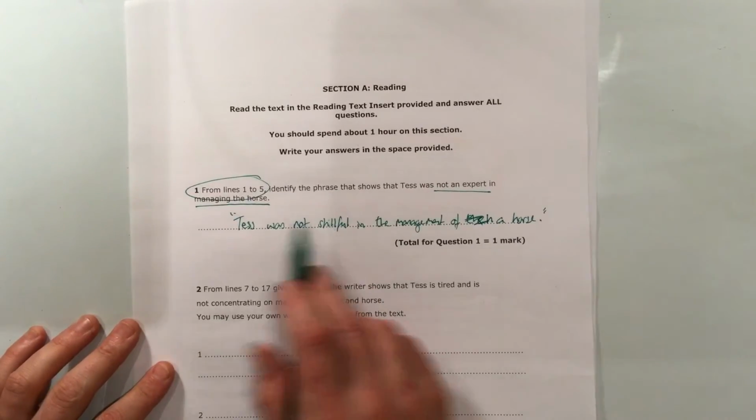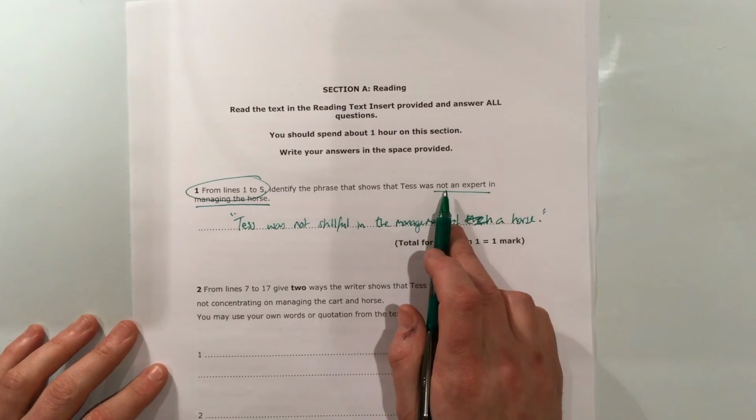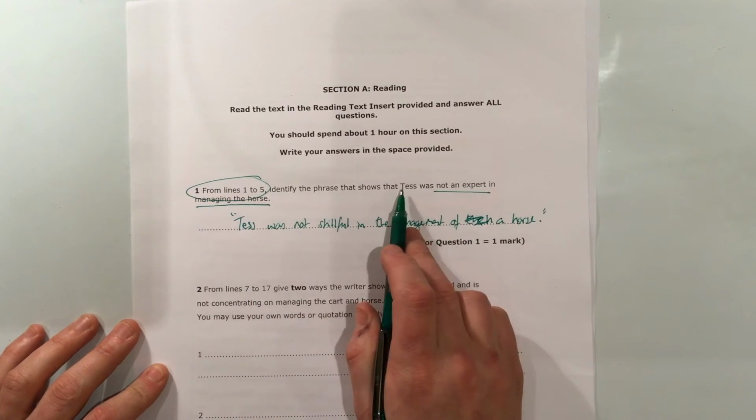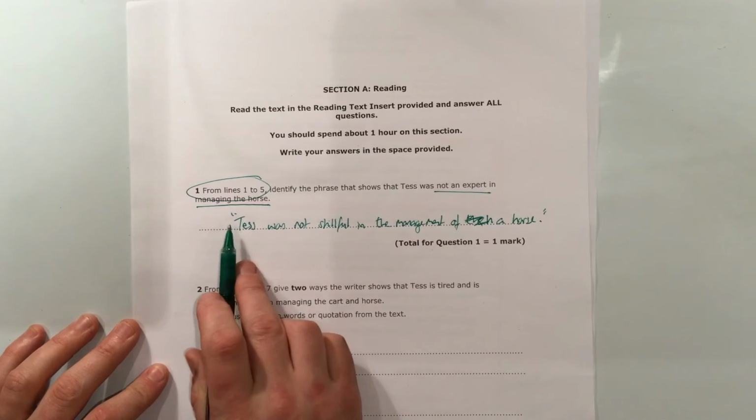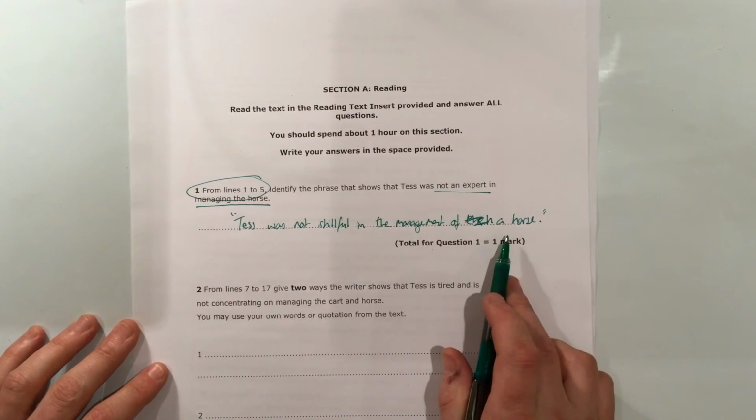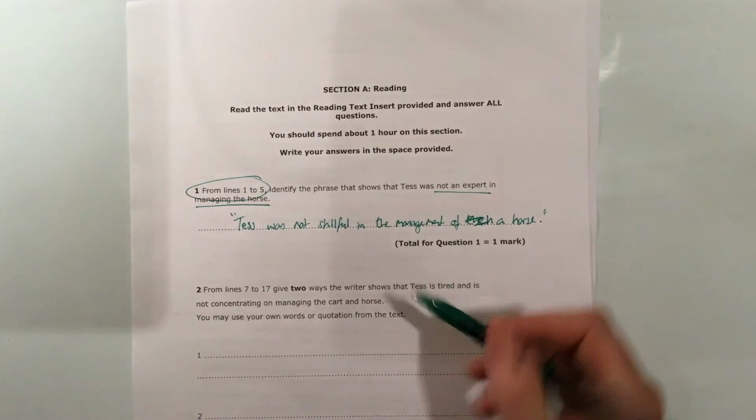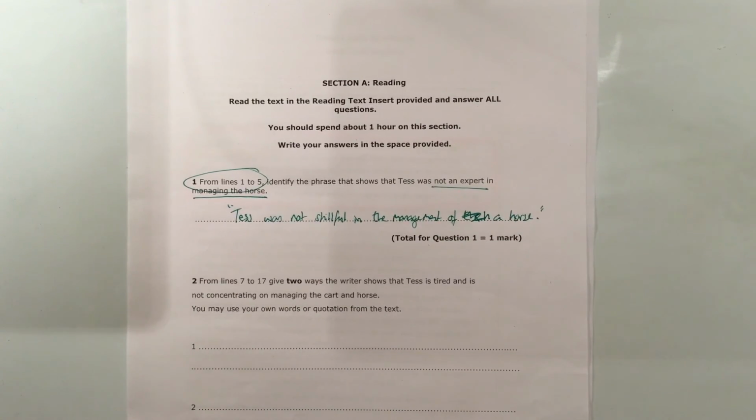I'm now going to double check that what I've got written here answers the question. Identify a phrase that shows that Tess was not an expert in managing the horse. "Tess was not skillful in the management of the horse." Yep, I'm happy that what I've written down there answers the question. So I can move on.